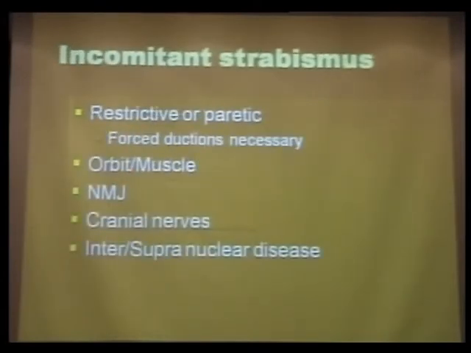Now we'll get into incomitant strabismus, and this may be restrictive or paretic. One of my pet peeves is when you see an eye that doesn't move fully in some direction, and a forced duction is not done, because this is the point at which you need to know: is the problem at the muscle or orbital level, or is it somewhere else?